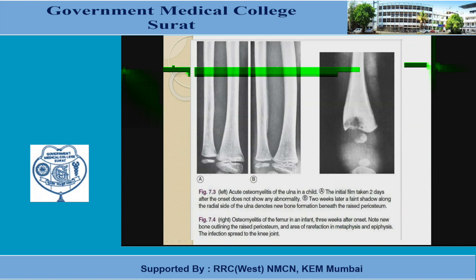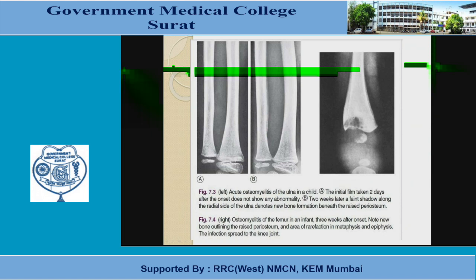First one is acute osteomyelitis of the ulna in a child. The initial film, taken 2 days after the onset, does not show any abnormality. 2 weeks later, a faint shadow along the radial side of the ulna denotes new bone formation beneath the raised periosteum. The second one, on the right, is osteomyelitis of the femur in an infant. 3 weeks after onset, note the new bone outlining the raised periosteum. The area of rarefaction in the metaphysis and the epiphysis shows the infection spread into the knee joint.